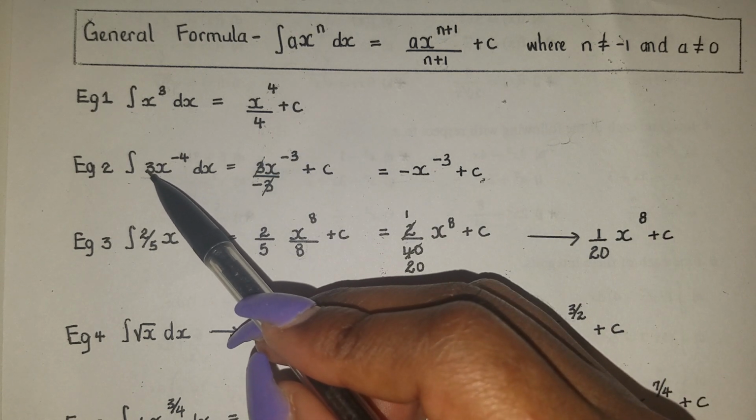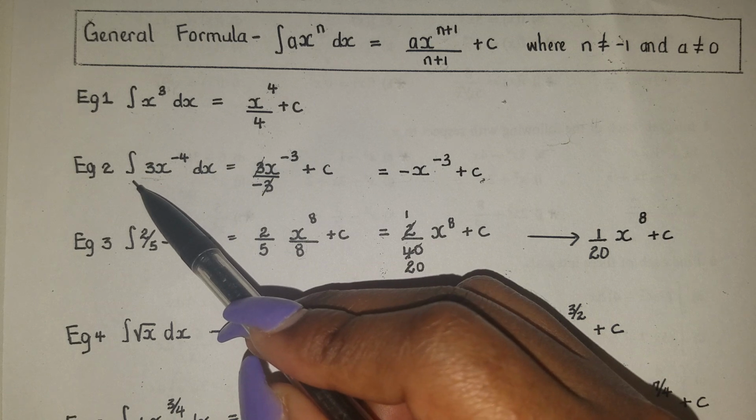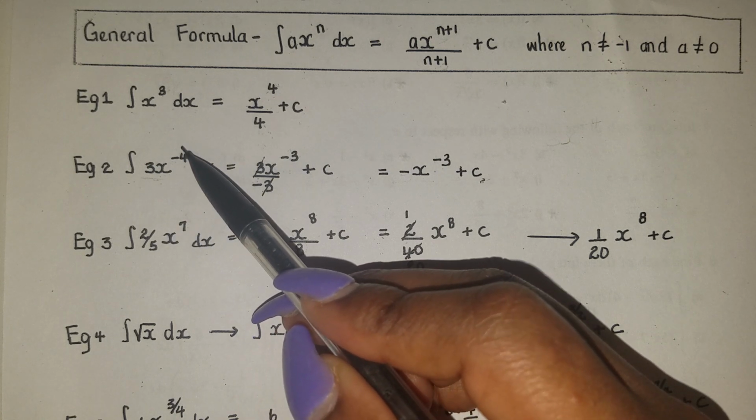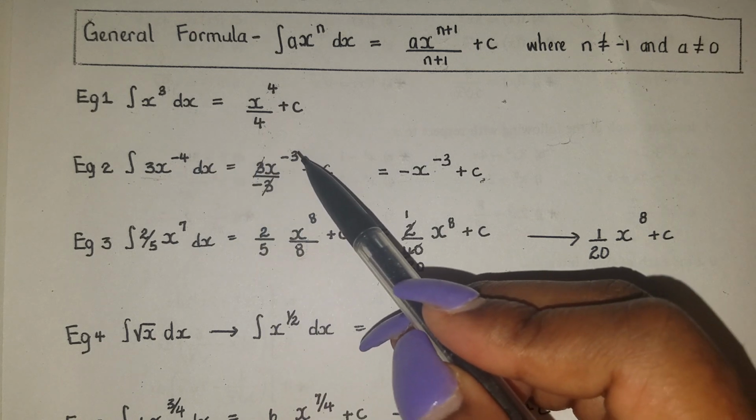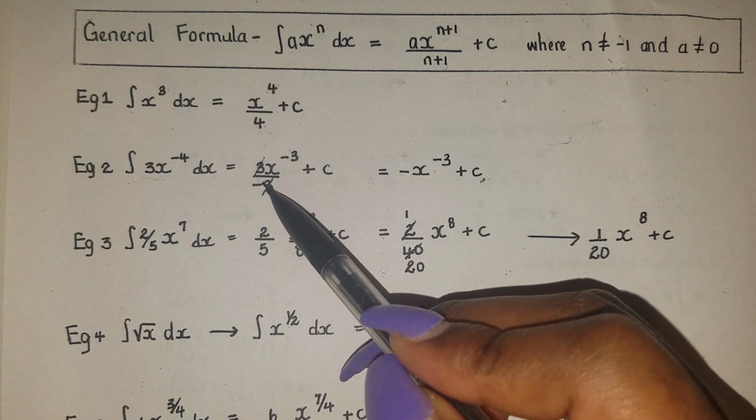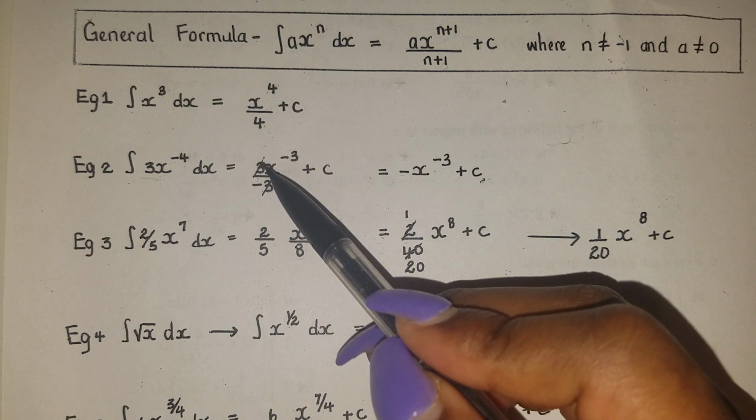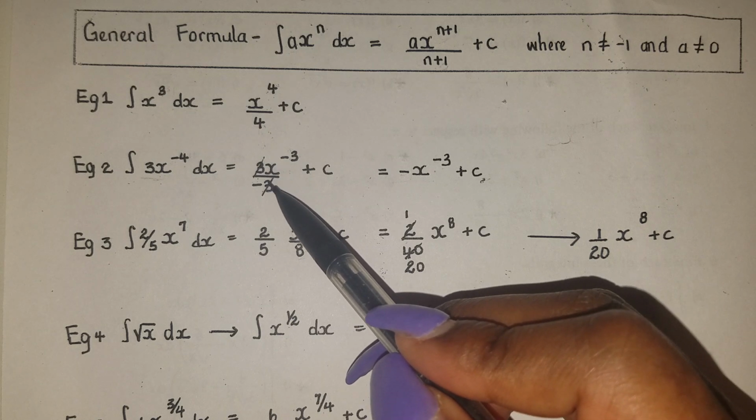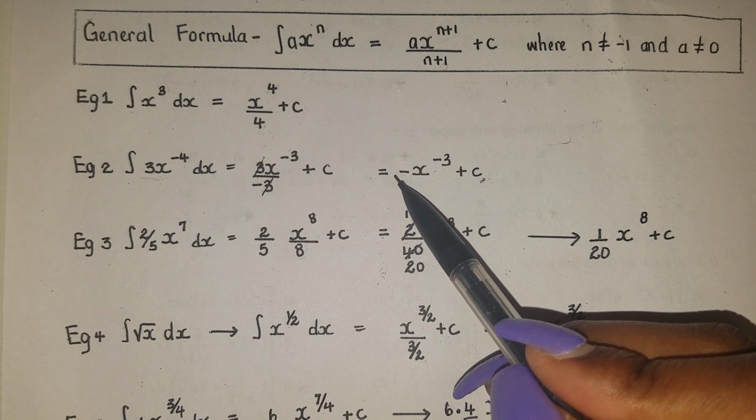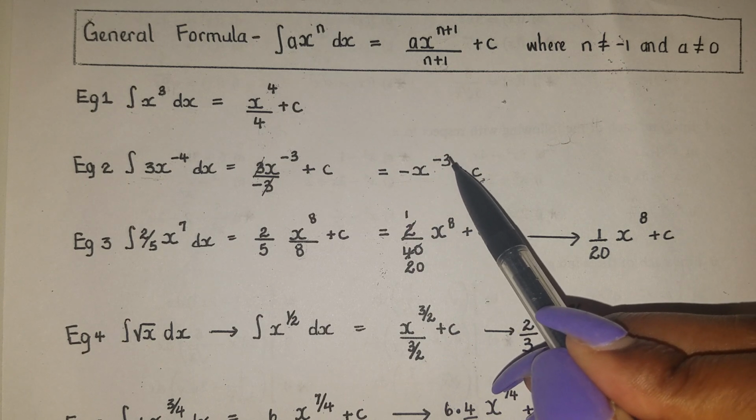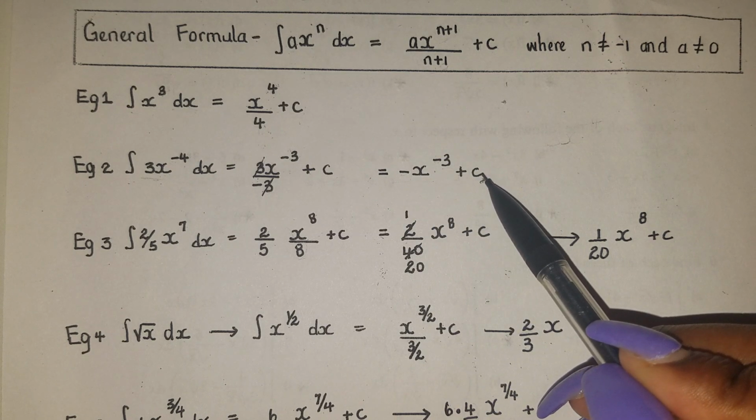In the next example, the integral of 3x raised to -4. If I add 1 to -4, I will get -3, and I divide by that -3. Simplified, 3 divided by -3 is -1, making our answer minus x raised to -3 plus c.